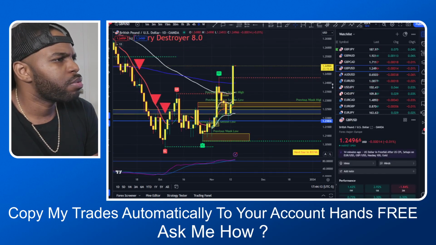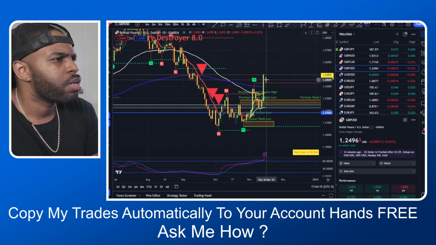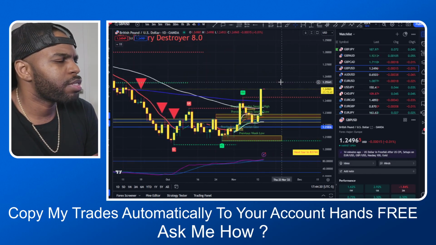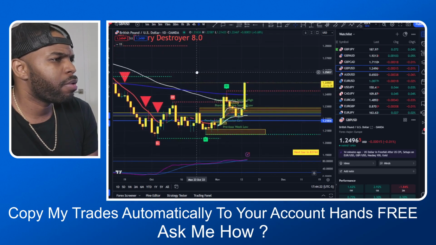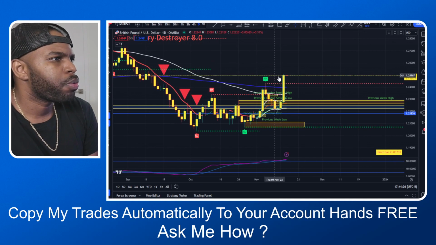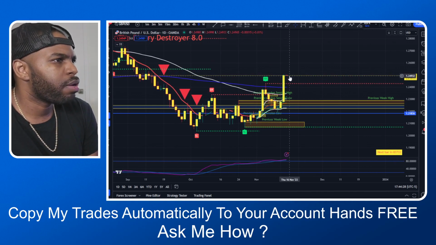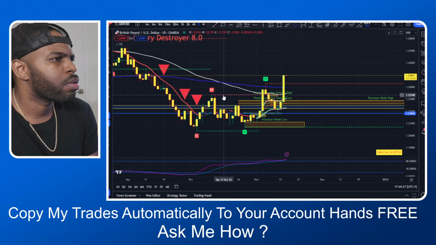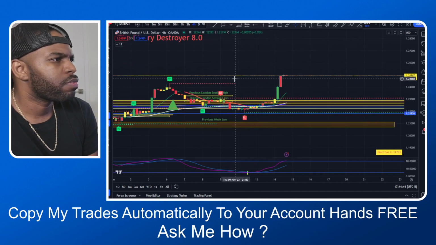Did we take a look at GBP USD? Well, I know the pound will be bullish against the dollar because of the CPI data that came out. We are bullish when it comes to the pound against the US. So what could happen? We could see a pullback on that. Let's go to the 4 hour.